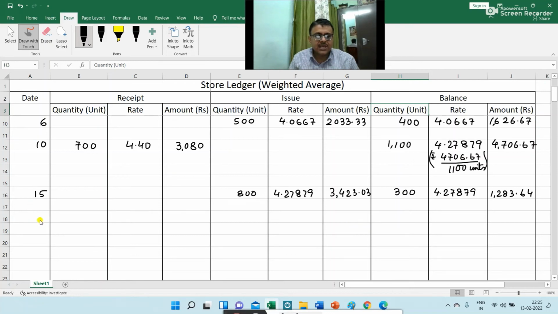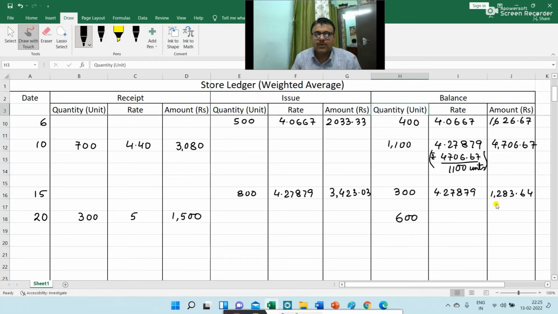Now the next transaction is on January 20. There was a purchase of 300 units at rupees 5 per unit. So the value of purchase on January 20 is 1,500. So what is the closing stock of January 20? 300 units was the closing stock of January 15. You need to add up the purchase quantity of January 20. So 300 plus 300 is 600.